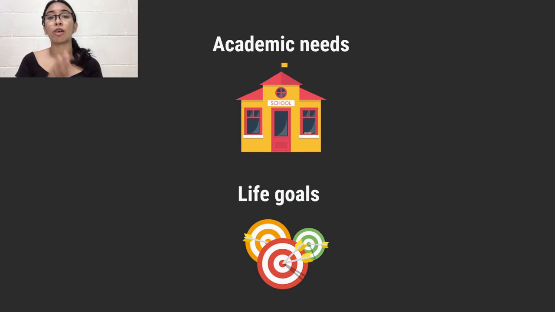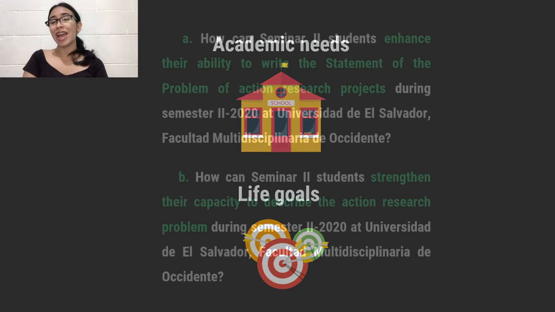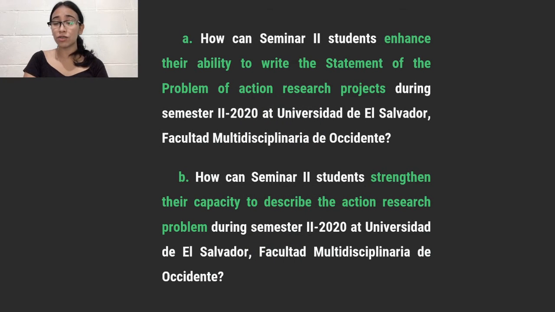Being this phenomenon observed and considered, the research questions to be answered at the end of this research study are the following. A. How can Seminar 2 students enhance their ability to write the statement of the problem of action research projects during Semester 2 2020 at Universidad de El Salvador, Facultad Multidisciplinaria de Occidente? B. How can Seminar 2 students strengthen their capacity to describe the action research problem during Semester 2 2020 at Universidad de El Salvador, Facultad Multidisciplinaria de Occidente?